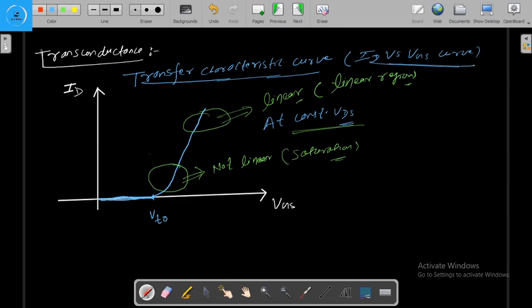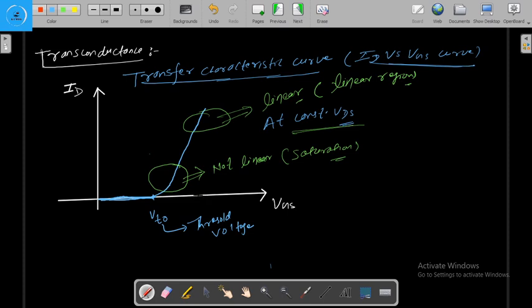So what we have seen here: when our applied gate voltage is less than the VT naught, the drain current is 0, and this VT naught is the threshold voltage. When the applied gate voltage is greater than the VT naught, then the drain current flows. Initially our MOSFET will be in saturation region, and hence the drain current increases non-linearly. And here the drain current is increasing linearly because our MOSFET is in linear region, right?